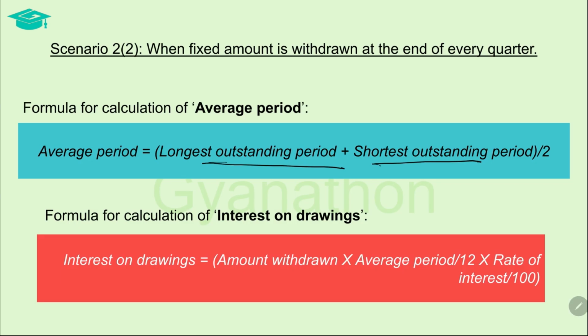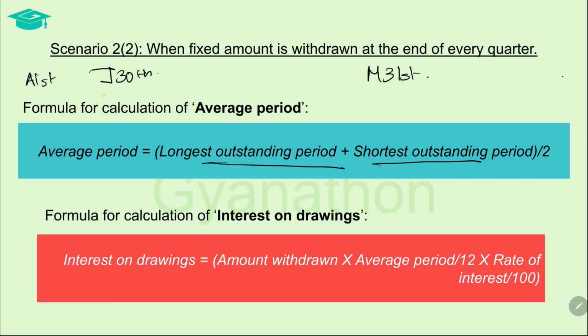The formula for average period is the longest period for which the amount of drawings is outstanding added by the shortest period for which the amount of drawings is outstanding, and the total is divided by 2. If we assume the accounting period to begin with April 1st and end with March 31st, then, in a case where withdrawals are done at the end of every quarter, the first withdrawal for the year happens on June 30th.